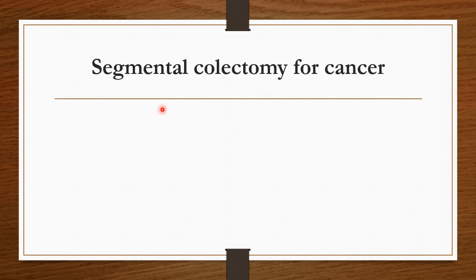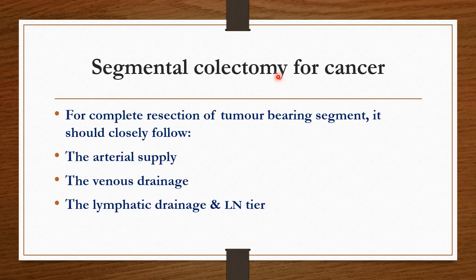The knowledge of the arterial supply, venous drainage, and lymphatic drainage of the colon is of vital importance when it comes to segmental colectomy or resection for cancer. For complete resection of a tumor-bearing segment of the colon, you should follow closely the arterial supply of the segment, the venous drainage of that segment, and the lymphatic drainage and the lymph node tiers of the related segment.